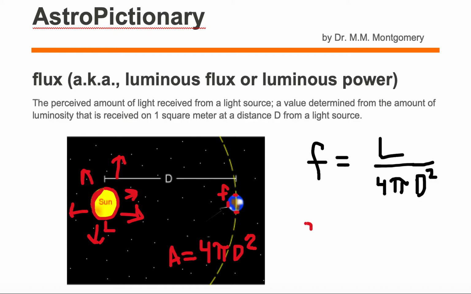So the equation of flux is always luminosity at the source. The luminosity is at the surface, but then it's going to be divided by the area, which is dependent on d, which is how far away you are from that source, because the light spreads out.